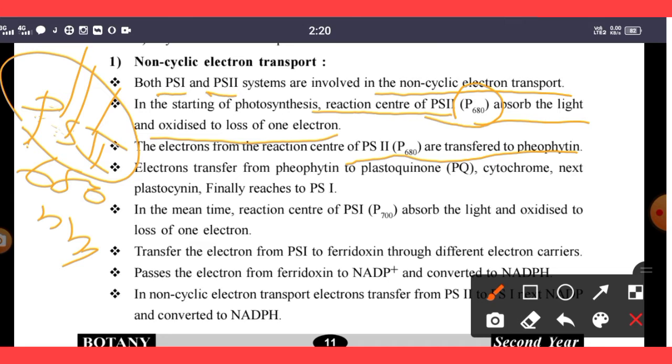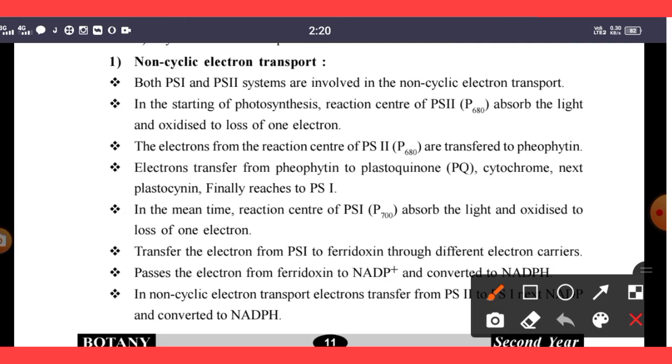Pheophytin. Electron transfer from pheophytin to plastoquinone, cytochrome, plastocyanin, and finally reaches PS1. Imagine here, I will draw that: PS2, where the chlorophyll is getting oxidized, and here PS1. Now electrons are passed through like this and finally to PS1. So electrons are passing from PS2 to PS1 by the different electron acceptors.